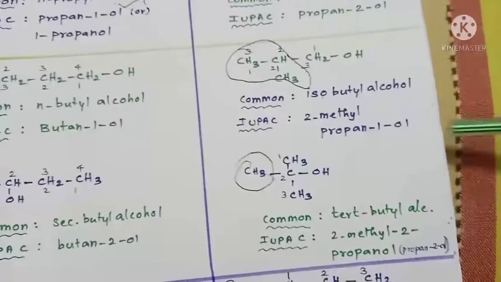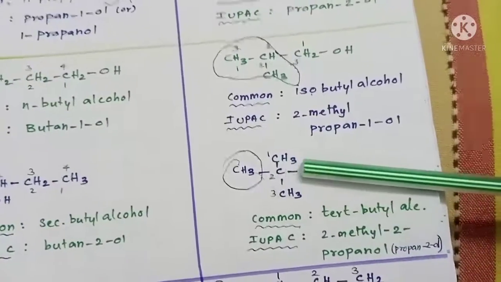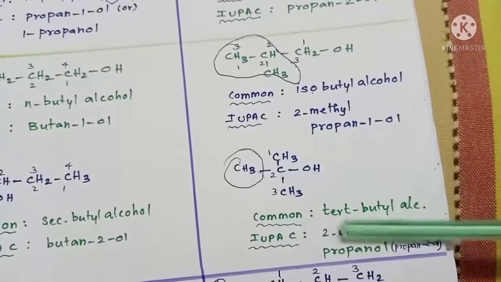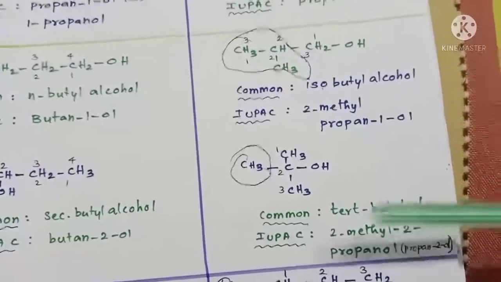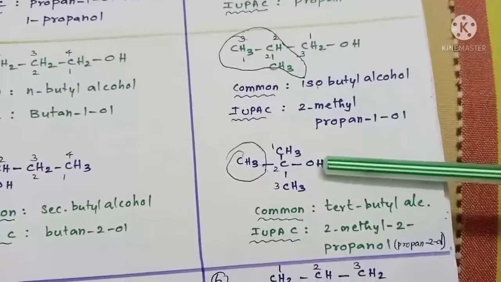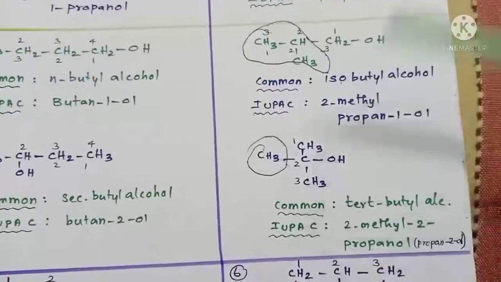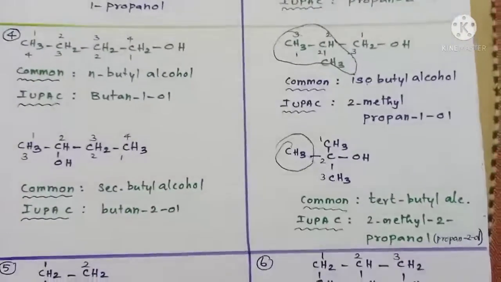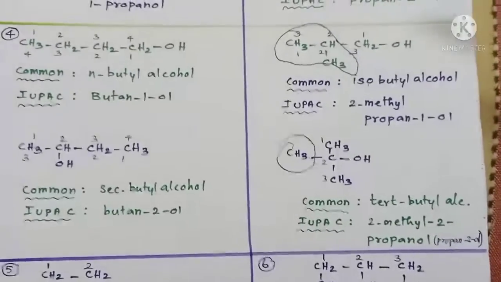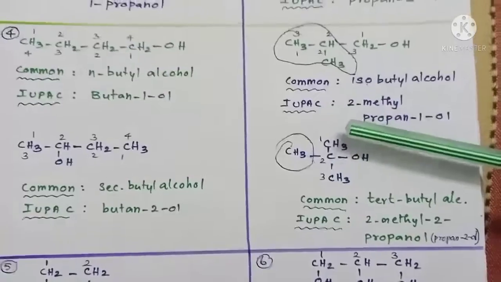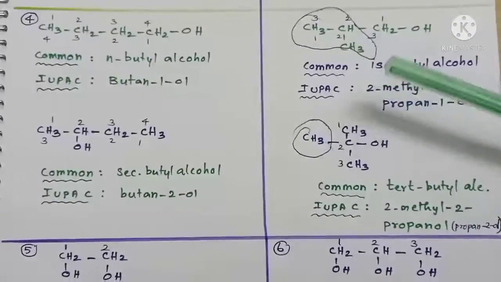The methyl group is at the second carbon, so 2-methyl. The OH is also at the second carbon, so propan-2-ol. That is the IUPAC name of tertiary butyl alcohol: 2-methylpropan-2-ol. Right. So this is how to give the name of aliphatic monohydric alcohols. All these alcohols have a single OH group, so we call them aliphatic monohydric alcohols. In the same way the higher members are also named.